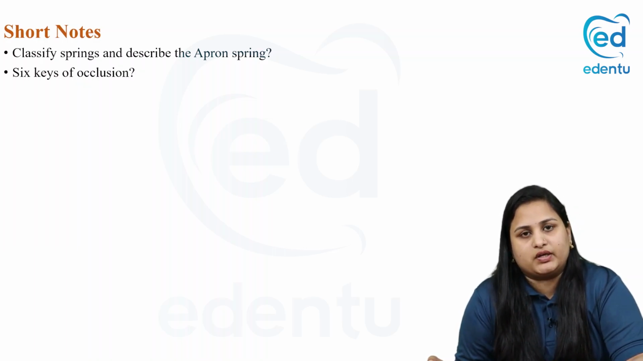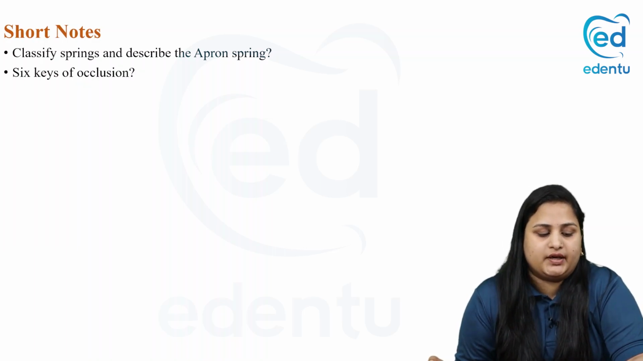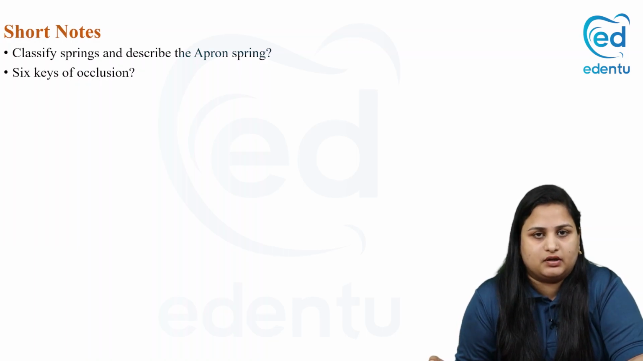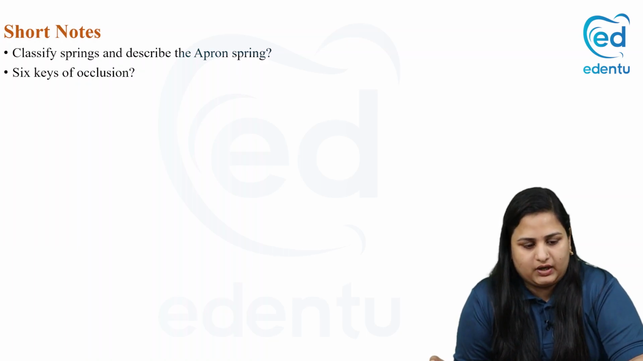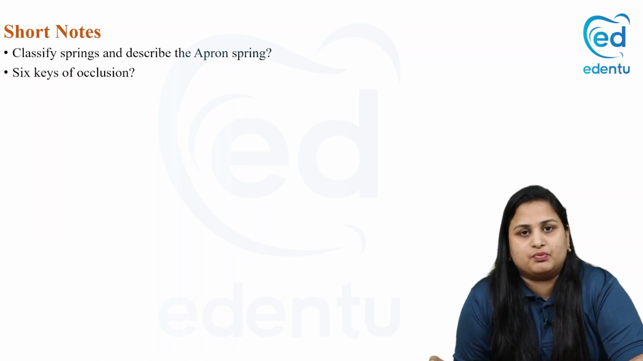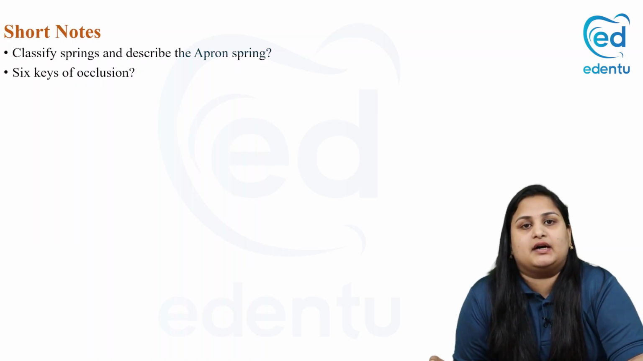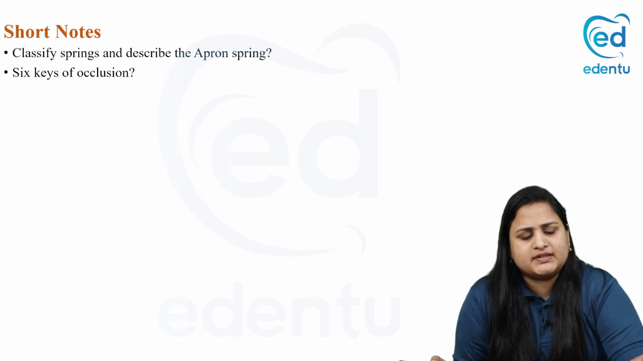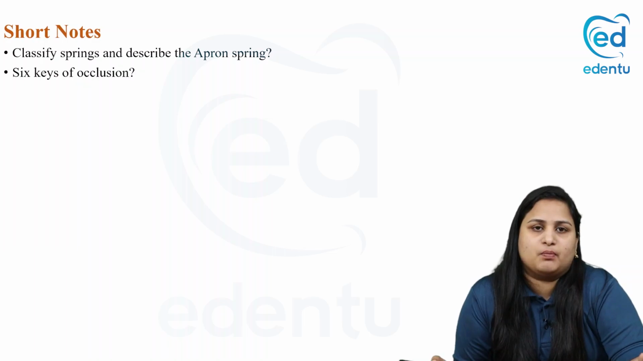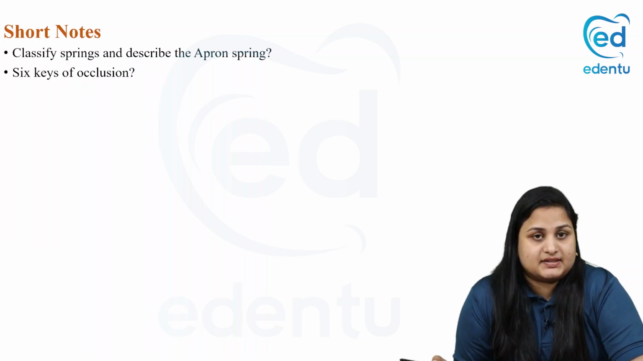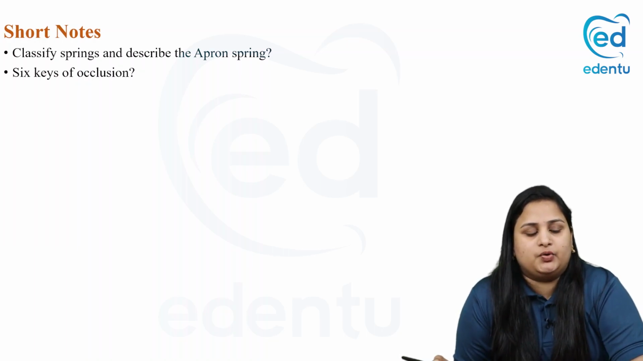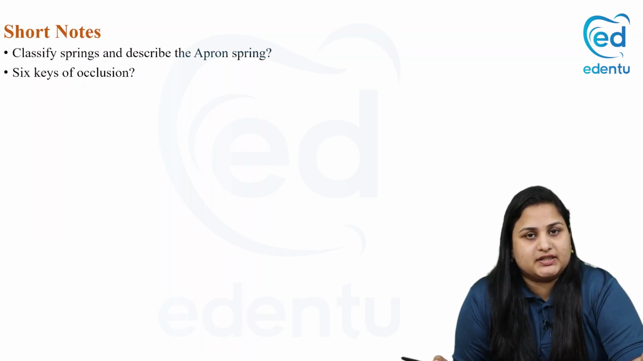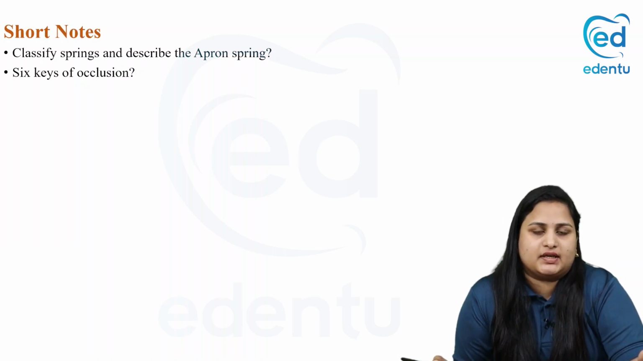So here the question, if it's for 2 marks, it's equally 1 mark which is given for the classification, and then describing how the apron spring works, and a proper diagram for the apron spring can totally fetch you the 2 marks in hand. Now, 6 keys of occlusion. So 2 mark questions are more direct and simple to answer, but they have to be very precise and point to point. You need not waste much of your time concentrating on these kinds of questions, unlike your long essays or short essays.